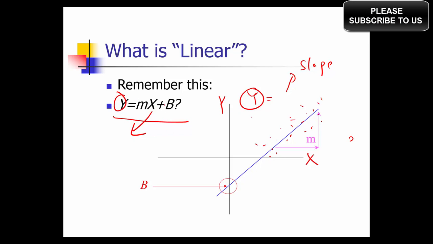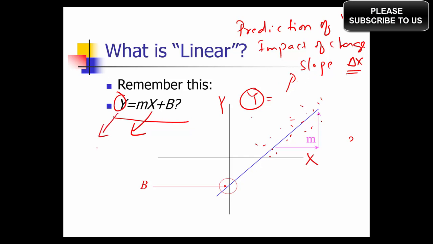So these are the two things. One is prediction of y, which is one motivation. The second is the impact of change in x. If x changes by delta x, what is the corresponding change in y? By the way, in this case y is called the dependent variable and x is called the independent variable, because y depends on x.